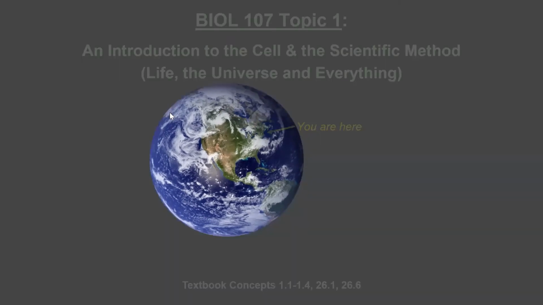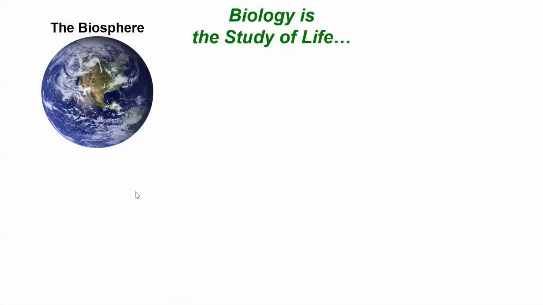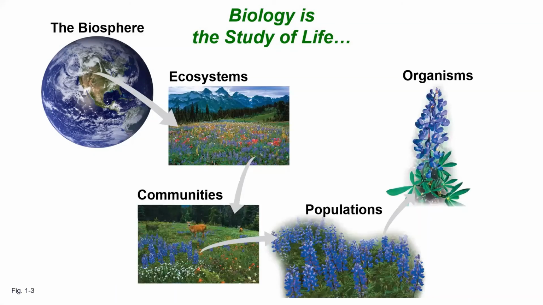There's a little globe there, and you probably know what biology is. It's the study of life. We can break down the different components of biology into these hierarchies. If you think about these hierarchies, we've got ecosystems, communities, populations, organisms. If you take Biology 108, this is a lot of the stuff that we talk about in Biology 108: ecosystems and evolution and a lot of different types of organisms, plants and fungi and animals and whatnot.